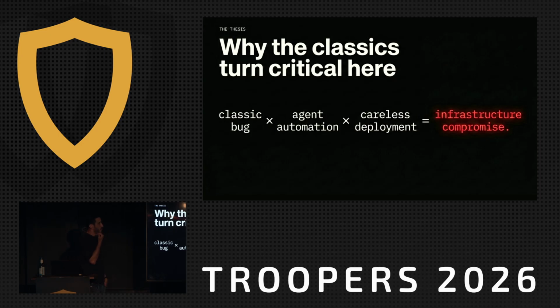And the reason the basics are becoming critical in these scenarios is exactly because of the utility versus risk tension. The more useful my harness, my agentic infrastructure is, the more risk it introduces. So when I have a standard bug, but a capable agent that has access to production tooling and can do actions on my behalf, then every standard bug can become basically an infrastructure compromise.